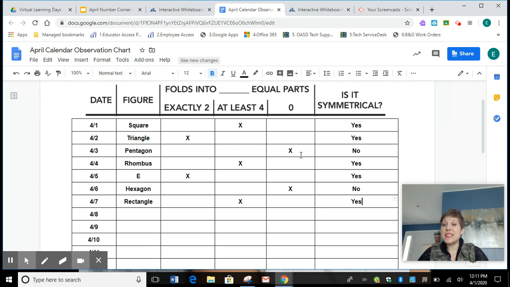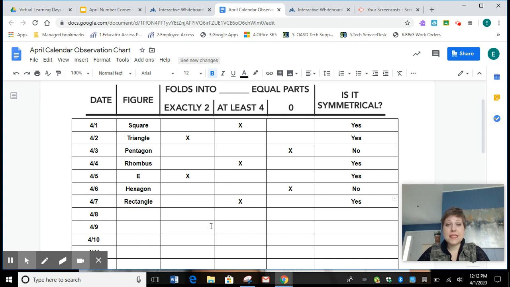Some of you are noticing there's a pattern with whether or not it's symmetrical. Some friends are noticing it goes yes, yes, no, yes, yes, no, yes. Noticing this pattern, what are you predicting we're going to see for tomorrow's shape? Do you think it will be symmetrical?